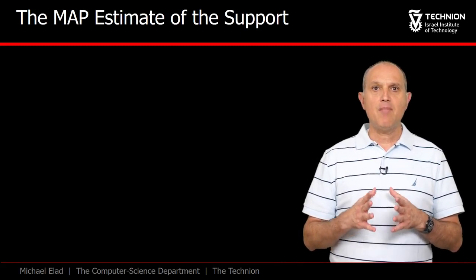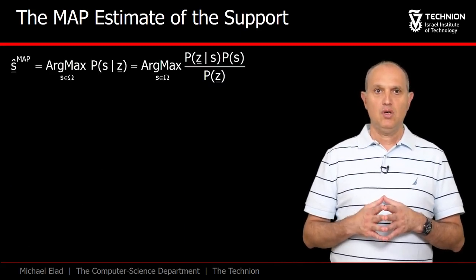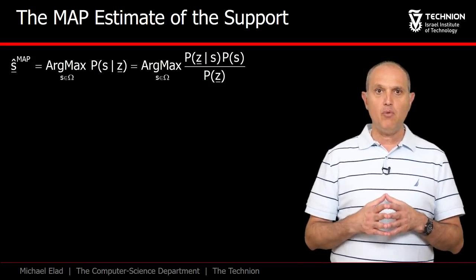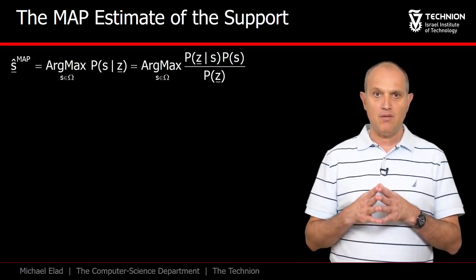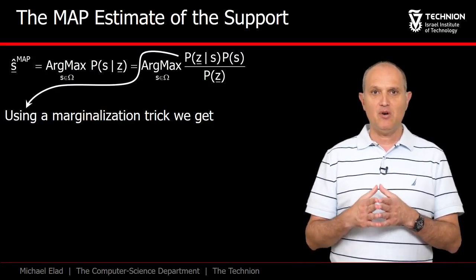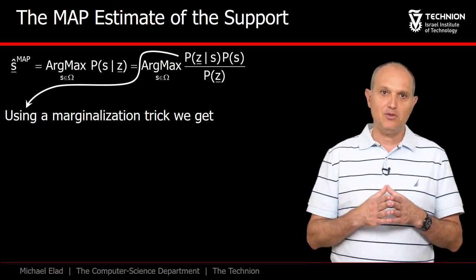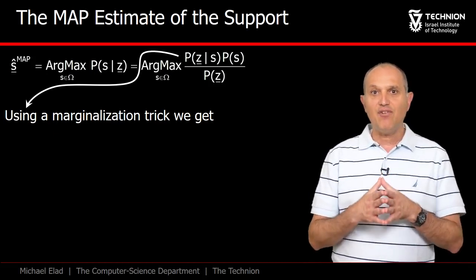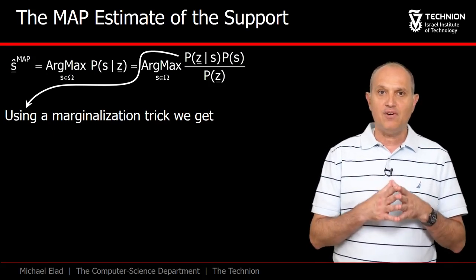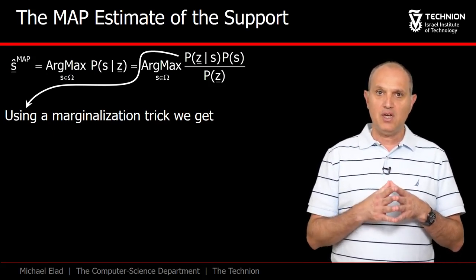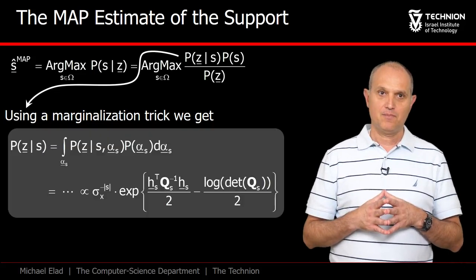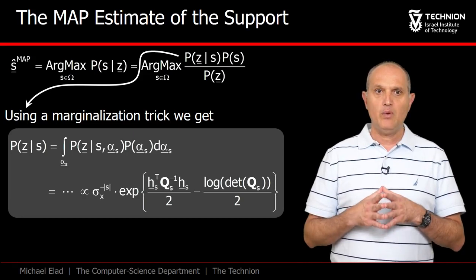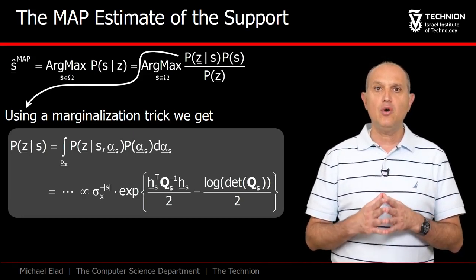Let's derive now the MAP estimation of the support. We do so by maximizing the posterior, the probability of s given z. Again, we use the Bayes rule in order to simplify the analysis. How can we get p of z given s? Actually, we cannot do this directly. But we could integrate the conditional probability of z given alpha and s over the entire alphas referring to this support, a trick known as marginalization. Here it is, and I will not burden you with the fine details here. We end up with this expression that uses only known ingredients.